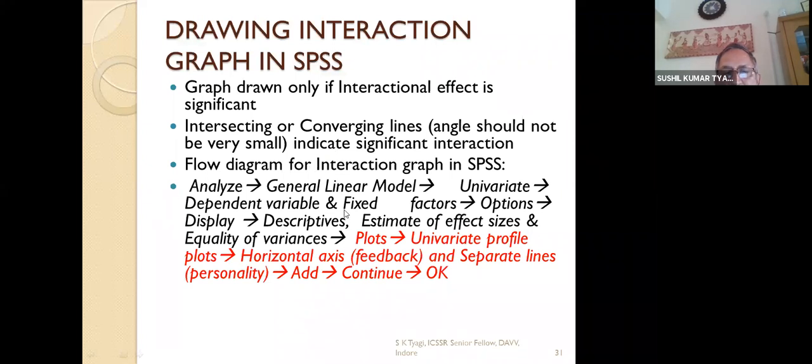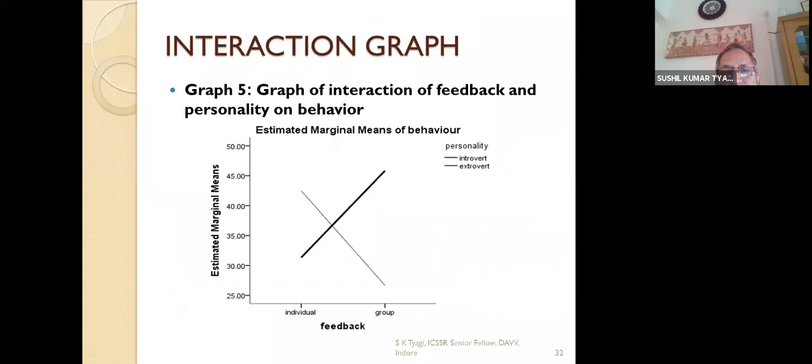And this is the flow diagram. We have to use Plots here. In Univariate Profile Plots, on the horizontal axis we give feedback, and this I have shown you. Graph of interaction of feedback and personality on behavior.